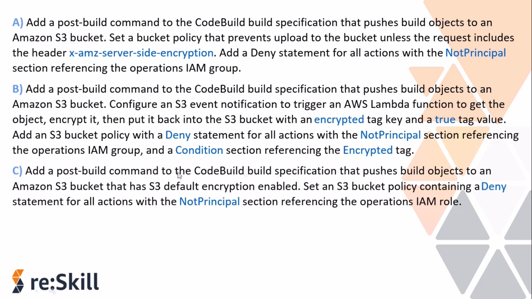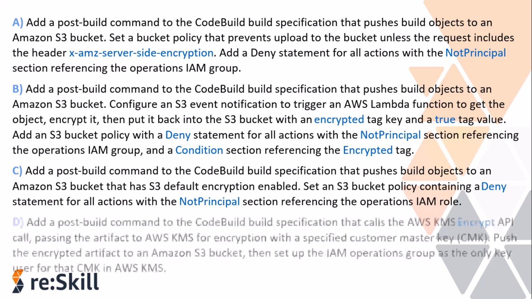Add a post build command to the CodeBuild specification that pushes build objects to an S3 bucket that has default encryption enabled. Set a bucket policy containing a deny statement for all the actions with the NotPrincipal section referencing the operations IAM role. This seems a better option, but we'll have a look at the last as well.